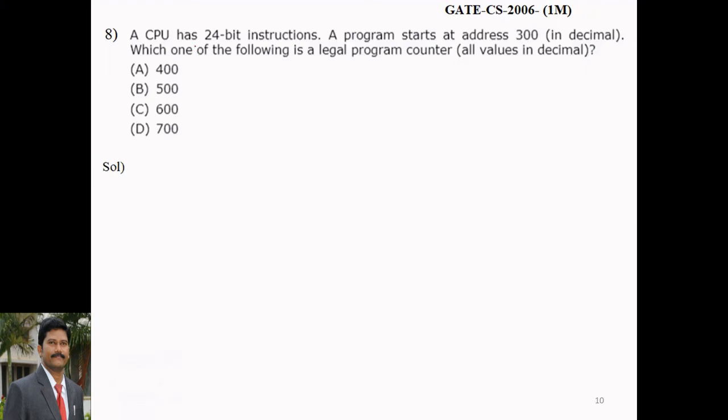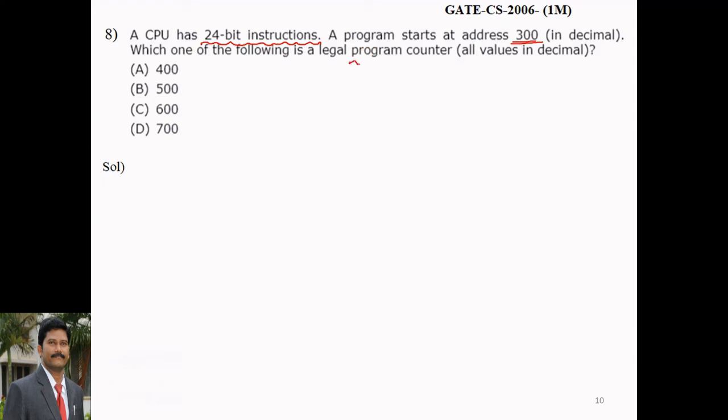See here, a CPU has 24-bit instructions. That means the instruction size is 24 bits. A program starts at location 300 in decimal. Which one of the following is a legal program counter? All values are in decimal.